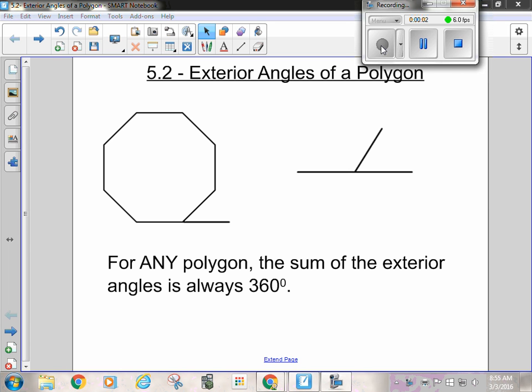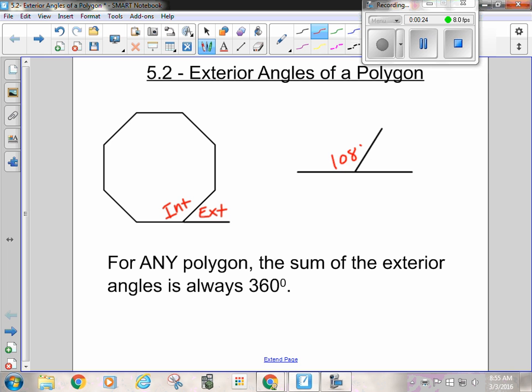All right, ladies and gentlemen, we're going to be talking about exterior angles of a polygon today. So if we look here, we have an octagon, and we talked yesterday about interior angles, and then we have our exterior angle. Interior and exterior angles are supplementary to each other. So if we know my interior angle is 108, my exterior angle would be 72 degrees. And that goes for both ways.